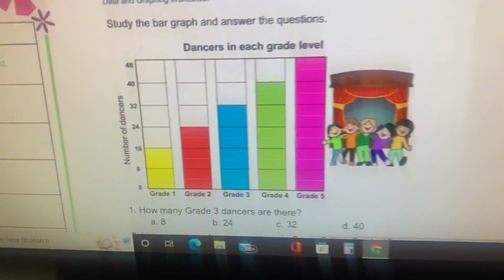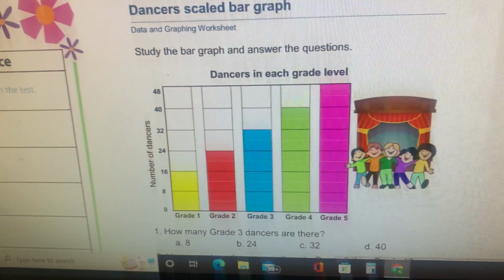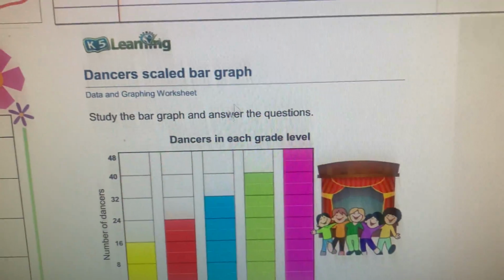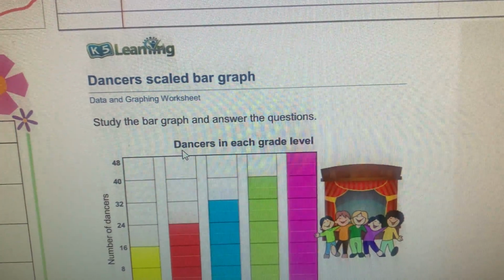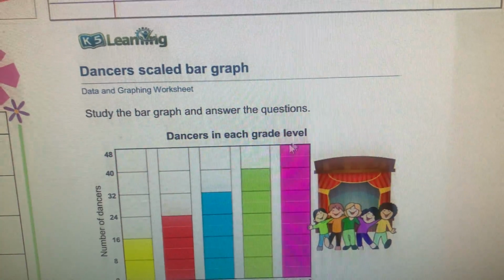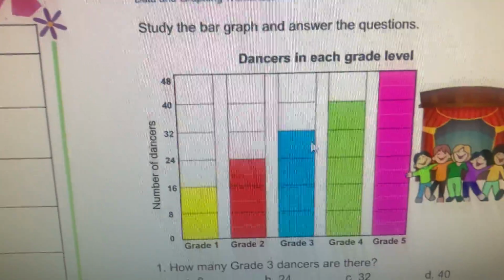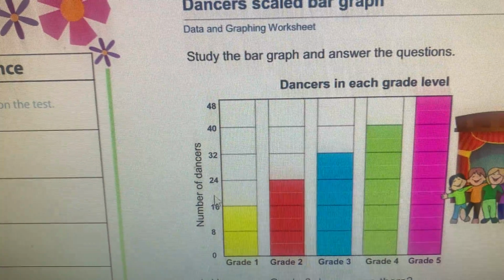Okay. So let's look. We know that graphs are these pictures that give us information about numbers, right? All graphs start with a title, and this graph talks about dancers in each grade level. So this is counting how many dancers are in each grade level. What we also want to notice is these numbers on the side.